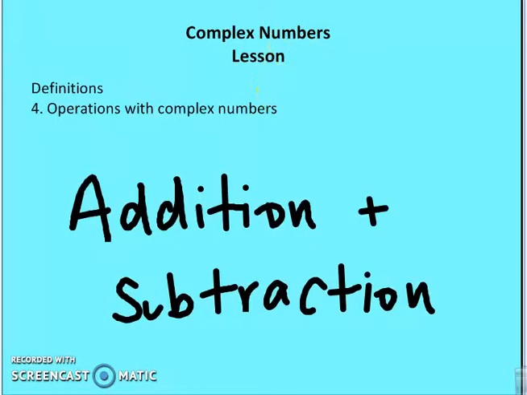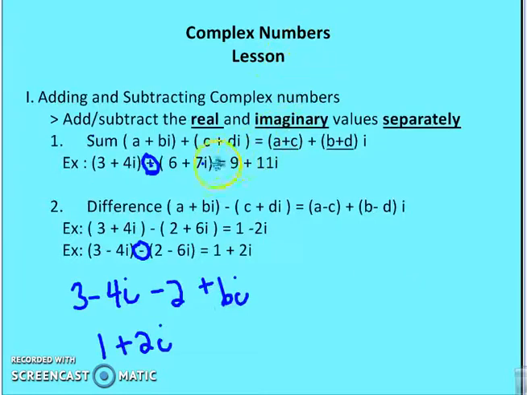All right, so let's add and subtract. There's a lot going on in this slide, but adding and subtracting is very simple. We're going to add the like terms together. Like terms would be the real number values, separated from your imaginary values. So 3 and 6 are the real number values. 4i and 7i are your imaginary values. So you'd add them independently. 3 plus 6 is 9. 4i plus 7i is 11i.